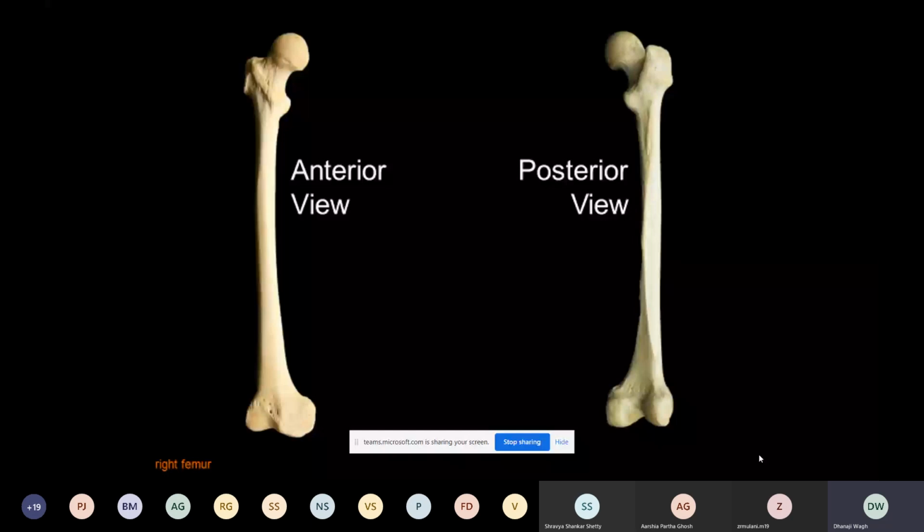See in the diagram, its upper end bears a rounded head. You can see this rounded head, which is smooth, having the articular surface, whereas the lower end is widely expanded to form two large condyles. So the first point is the upper end bears a rounded head, whereas the lower end is widely expanded to form two large condyles. This is the first point you have to remember for side determination.